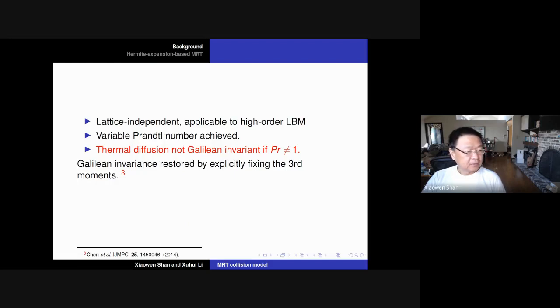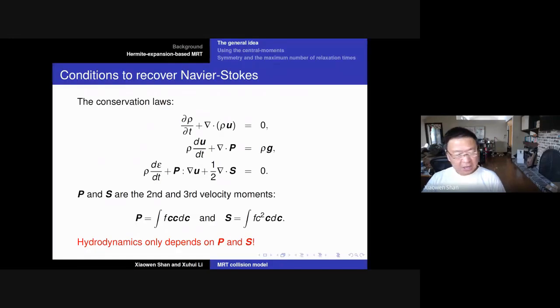But in 2014, Hudong published a paper saying this problem can be fixed by adding some additional terms into the third moments. So the paper is at the bottom. Now, in the past few years, we have shown this can be done more systematically.